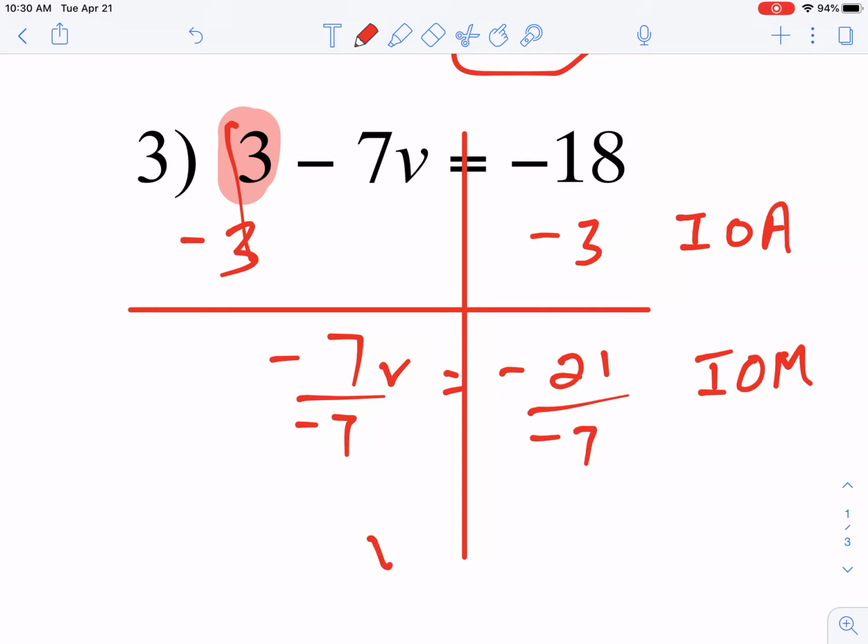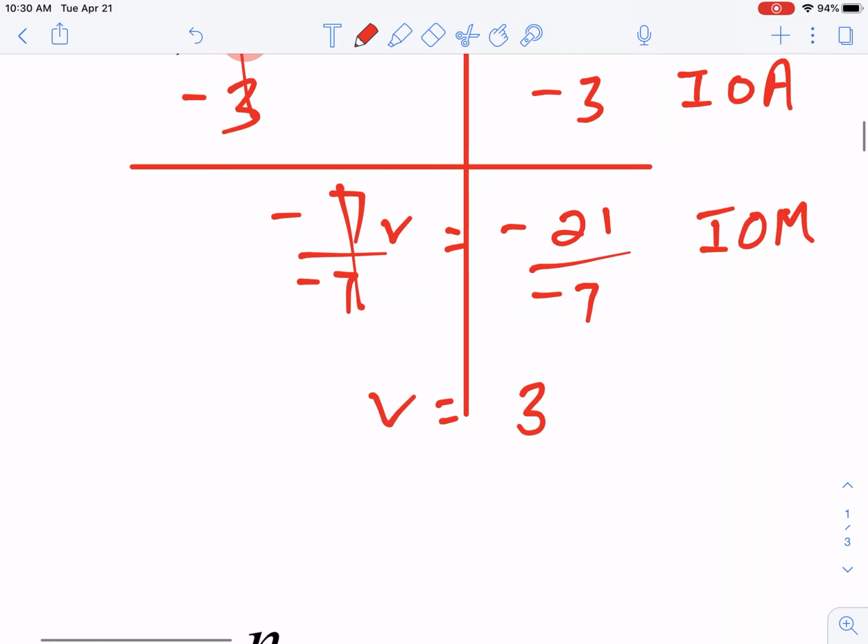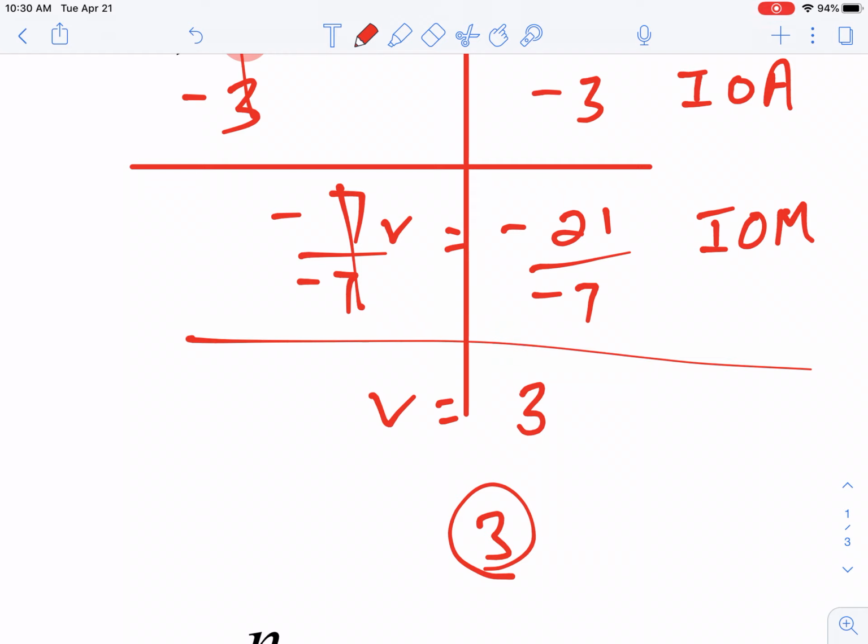And v drops down. These cancel out. Equal sign drops down. -21 divided by -7 is a +3. Remember, a negative divided by a negative is a positive. And the only thing you'll enter into Canvas would be the number 3. Again, these are two-step equations to review.